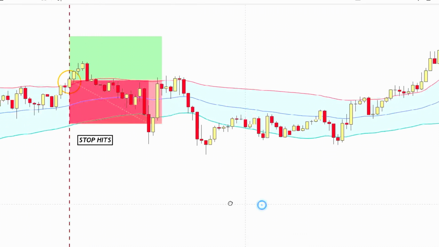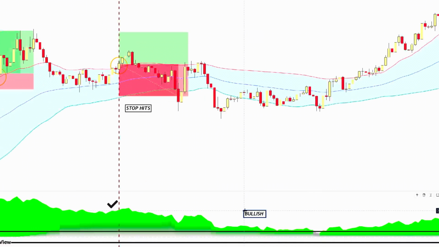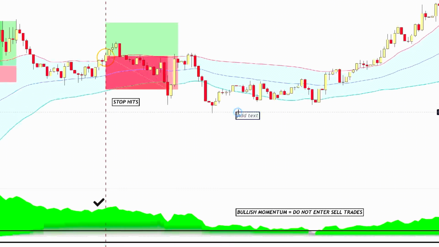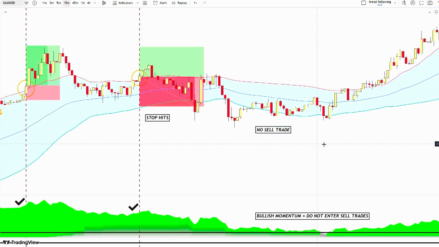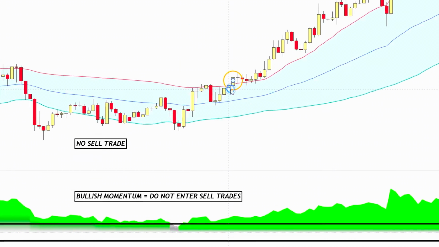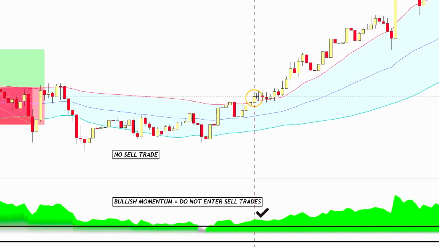Watch this one right here. Price breaks down out of the resting zone, looks like a clean short, except the oscillators are still sitting in bullish territory underneath the whole time. No sell trade. That signal gets skipped and price rips right back up seconds later, which, yeah, that's exactly why the rule exists in the first place. If that oscillator's reading bullish, you do not take sell trades. Full stop. Doesn't matter what the price chart's tempting you with.